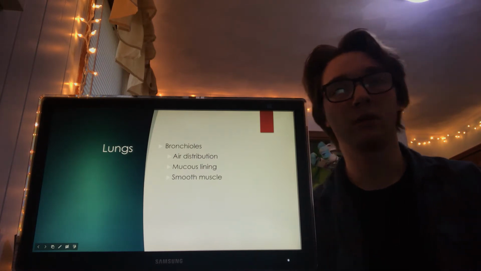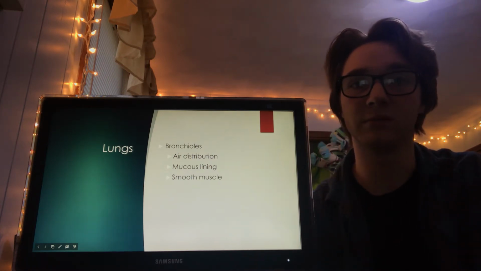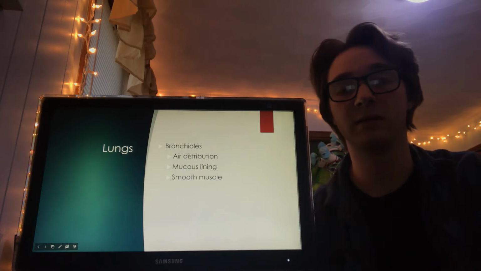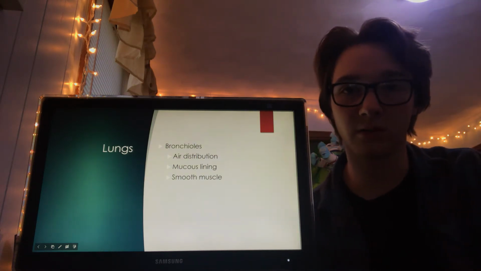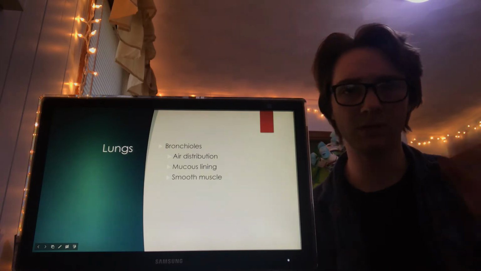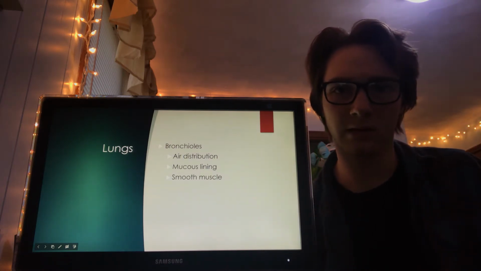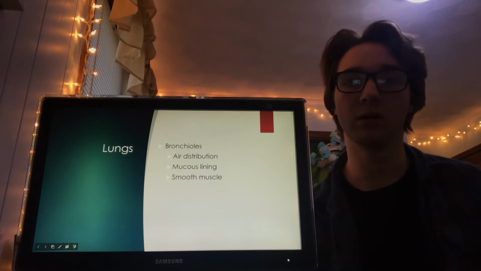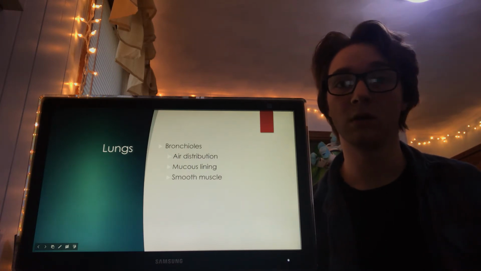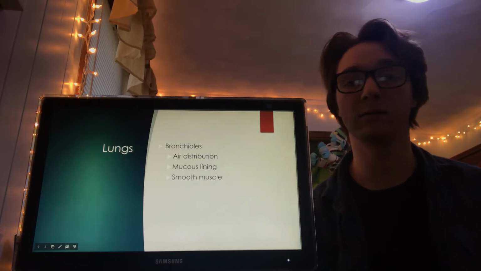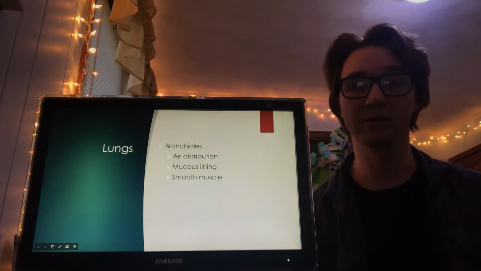And these bronchioles also contain smooth muscle, and this smooth muscle is involuntary, and it can be used to constrict or dilate the airways. Now, when it's constricted, that means the air is going to be harder to breathe, as it is more narrow. And when dilated, it will be easier to breathe as it opens up a little more.